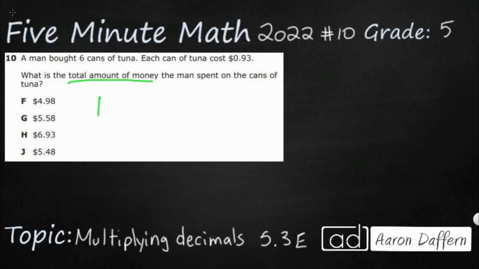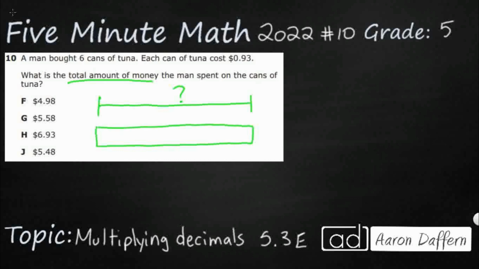So if I wanted to show this as a strip diagram, this is what I would draw right here. I'm saying I'm missing my total, and I've got 6 cans. Each can is going to cost the same amount, so I'm just going to put 0.93 in each of these.